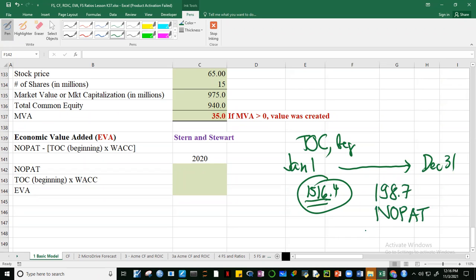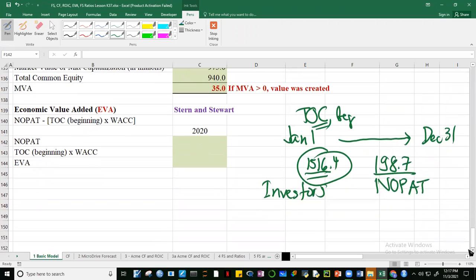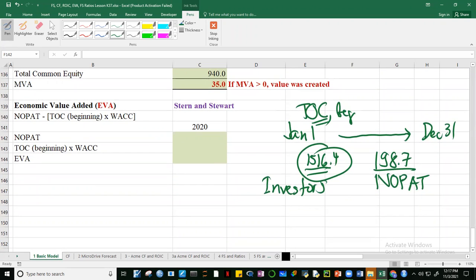Is that good or bad, guys? Again, this 1,516 million was provided by investors. Remember, this is TOC, total operating capital, and operating capital is provided by investors, whether shareholders or creditors. Based on the use of this capital, the company generated 198.7 million of operating profit. Now take note, guys, that the capital infused by shareholders is not free. Let me write that here. This is not free.